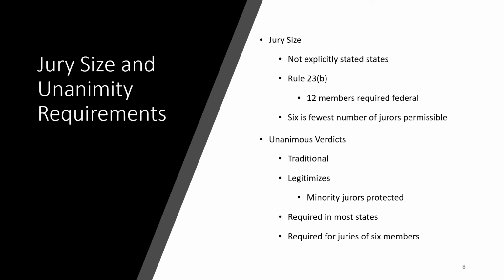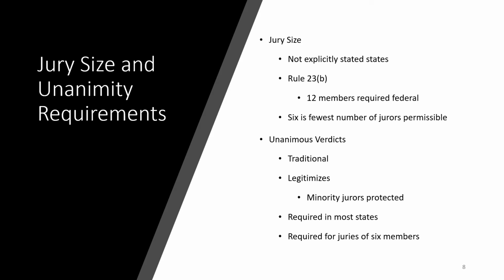Let's talk about jury size and unanimity requirements. So does it have to be unanimous? Jury size. Every state is different. For the most part, you're going to have 12 people chosen for a jury. In Texas, you have 12 people for felonies and 6 for misdemeanors. Now, it is not permissible to have fewer than 6 jurors. In Texas, you will have 12 for felonies and 6 for misdemeanors.